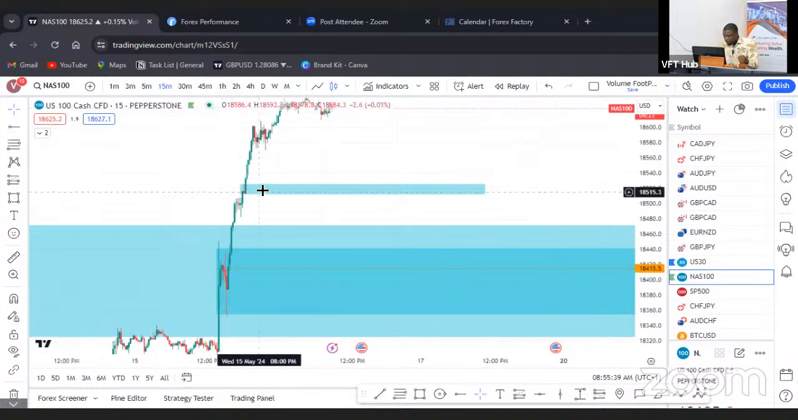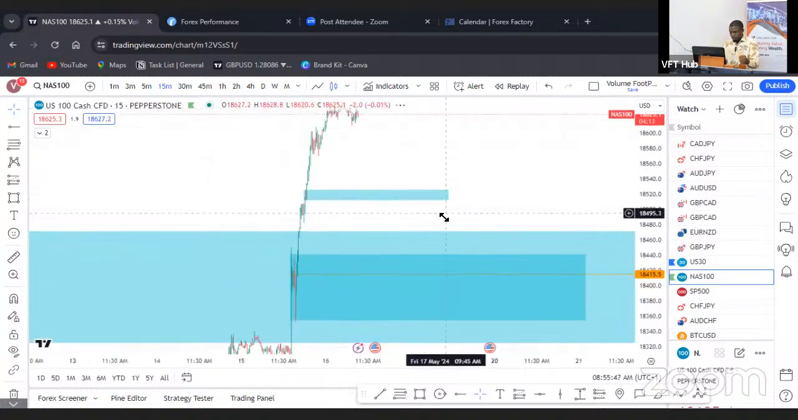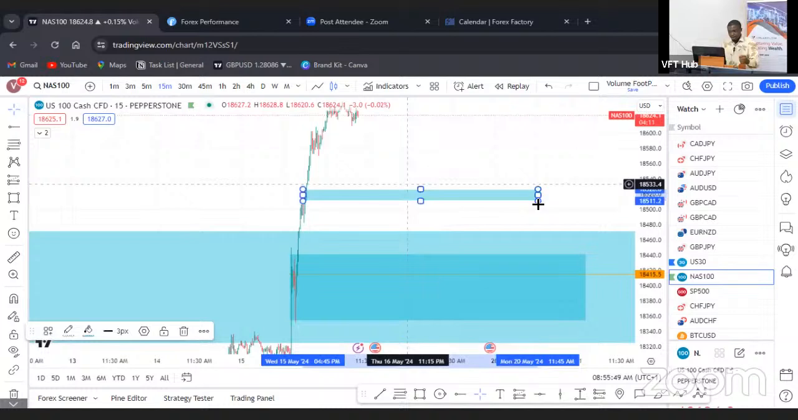Also, the 18523.1 region is a good area to also buy from. But in case this guy gets invalidated, then we can consider buying from this level here. That is what I'm looking out for on NASDAQ for today.